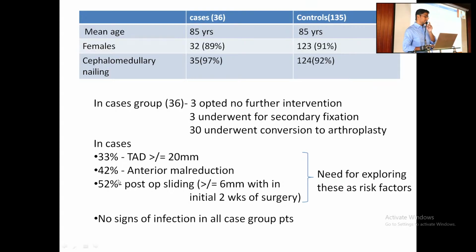It is seen that in cases about 33% of the patients have TAD greater than or equal to 20 mm, about 42% have anterior malrotation, and 52% have post-op sliding. That is, the limit is taken as greater than or equal to 6 mm within the initial 2 weeks of surgery. So these percentages show the associated risk nature of these factors with lag screw cutout, demanding the need for exploring these as risk factors.